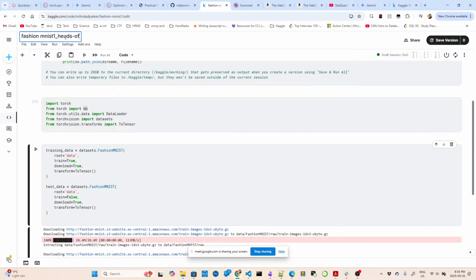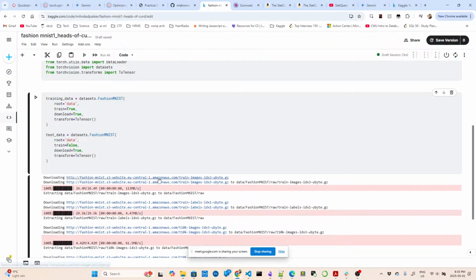This whole thing is hosted on AWS, or at least their storage is on AWS. You don't know about the compute.